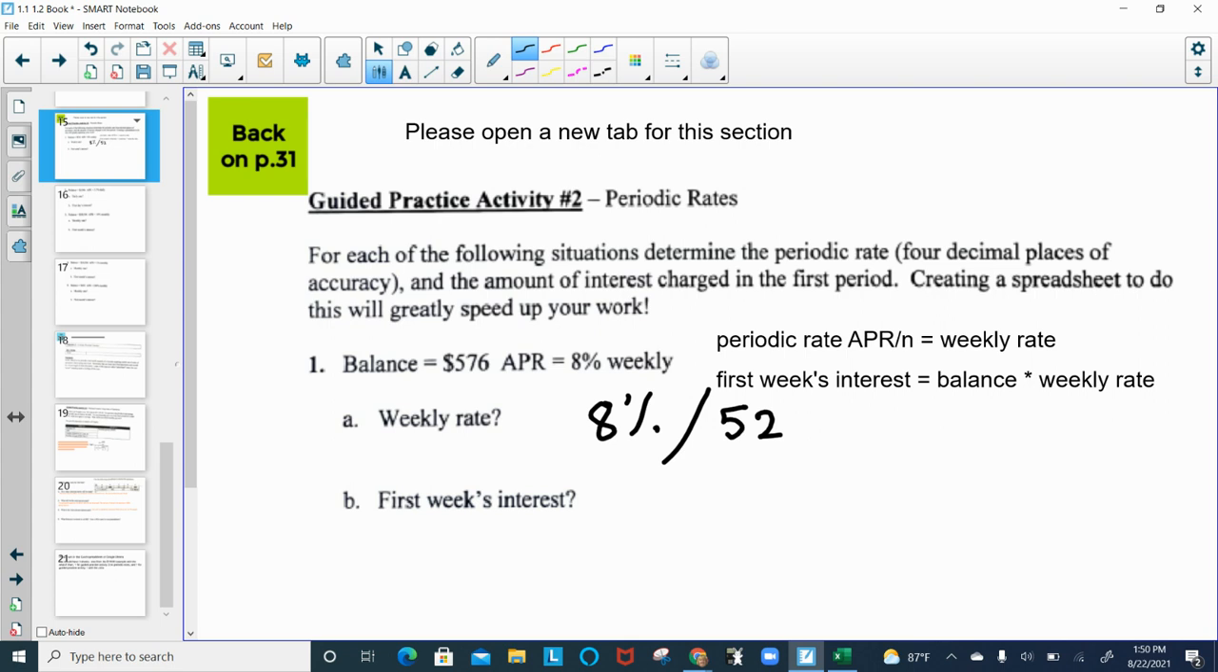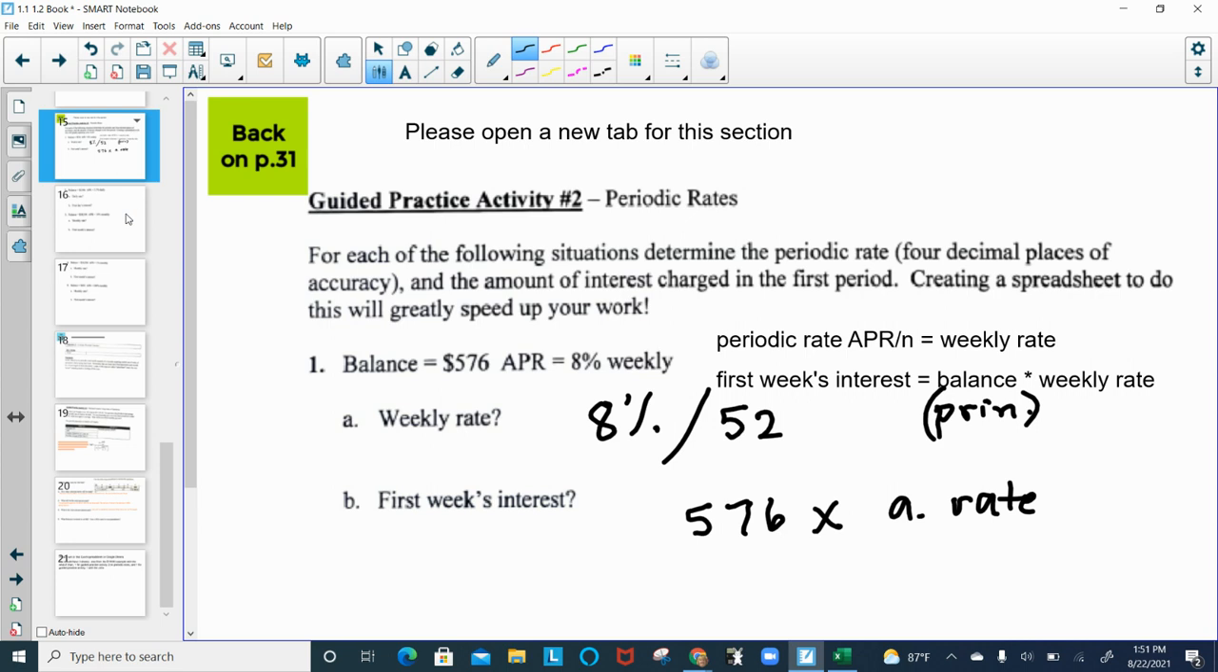And then part B is going to ask you, what is the first week's interest? And remember, that's the balance, which is really the principal for the first week. But in this case, they're calling it balance, times the periodic or weekly rate. So whatever you get from here, it's going to be your balance times whatever rate you get from part A. I'll just put part A rate.